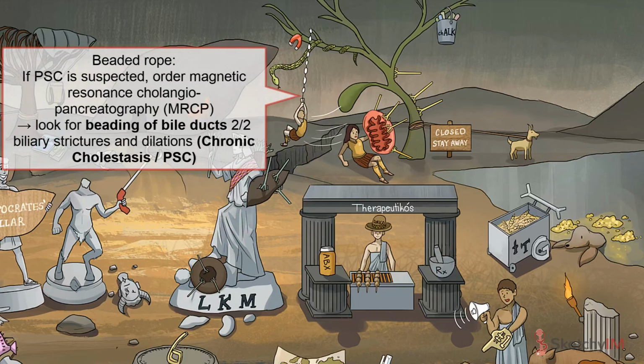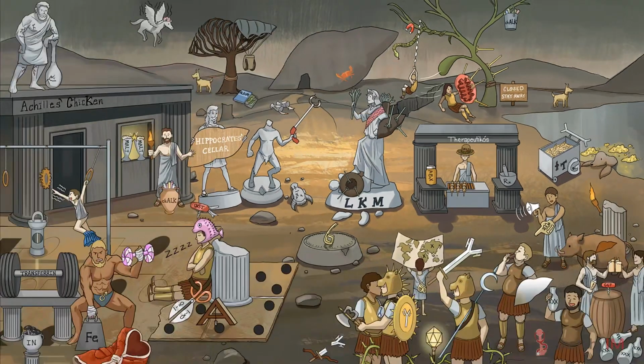For more on PBC and PSC, check out the cholestasis section of our Abnormal Liver Lab sketch. And that, my friend, wraps up our chronic liver disease DDX sketch.